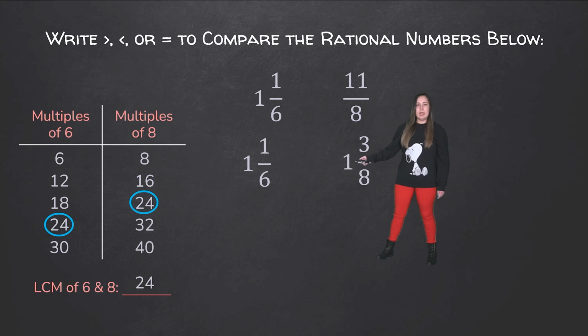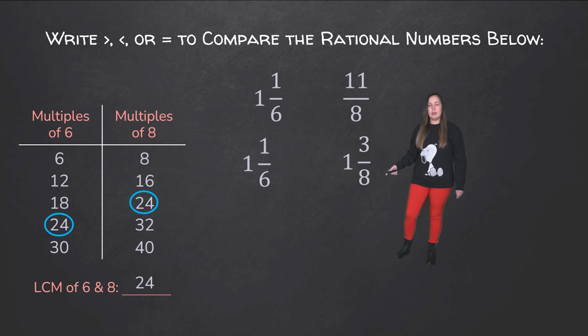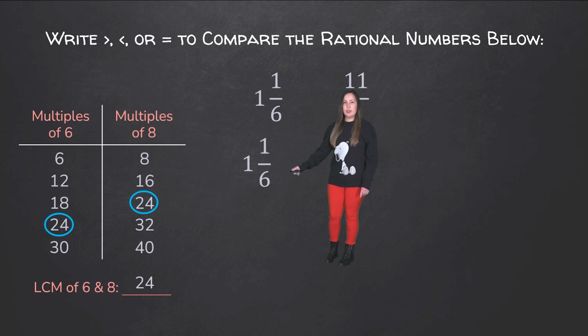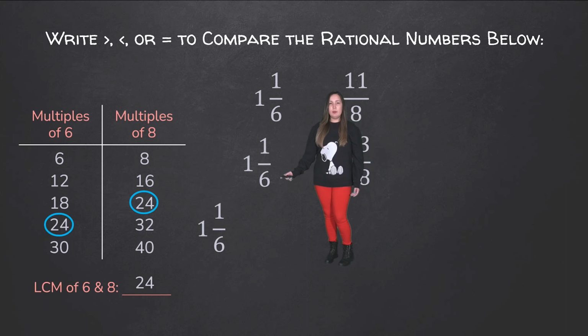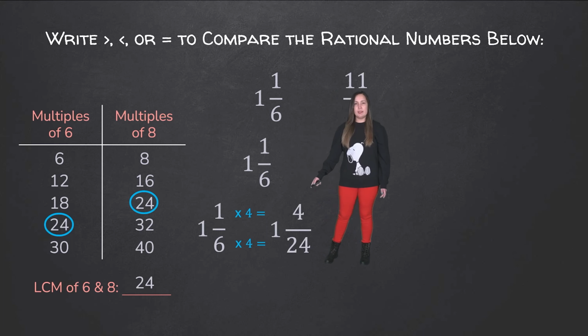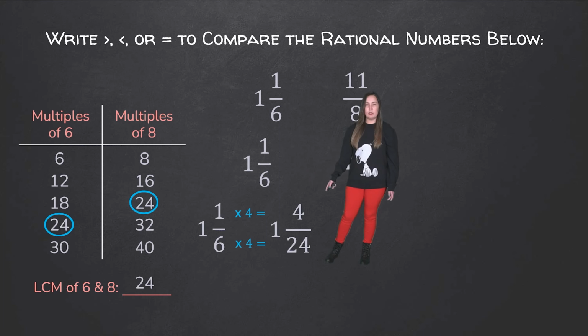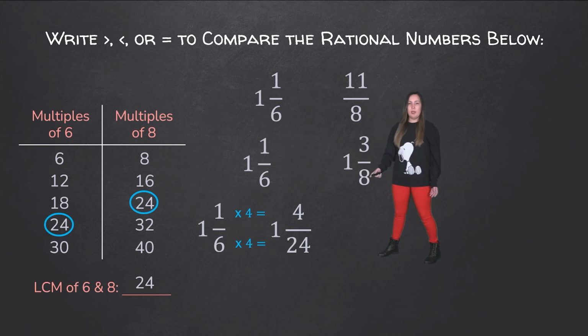So that means we're going to take our two mixed numbers and we're going to write equivalent fractions to the fractions in our mixed numbers so that we have fractions that have a denominator of 24 for both, which will then make it easier to compare. So starting with 1 1/6, we know that if we multiply our denominator by 4, 6 times 4 would give us 24. But whatever we do to the denominator, we must do to the numerator as well. So the whole number stays the same, but 1 times 4 is equal to 4 for our numerator, and then 6 times 4 is equal to 24 for our denominator.